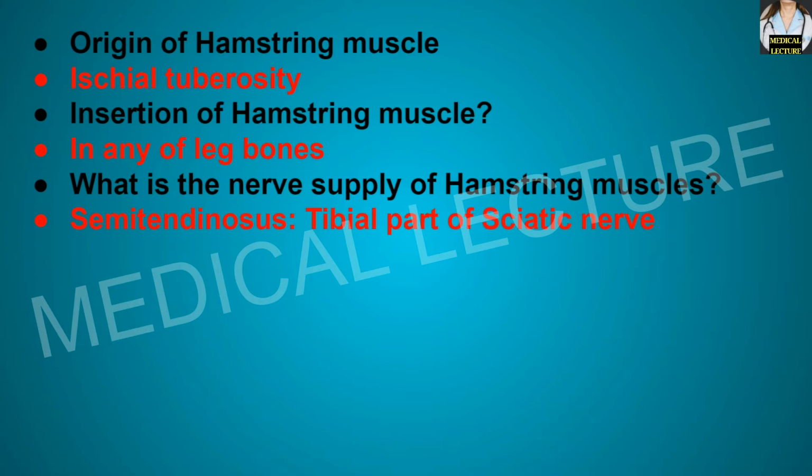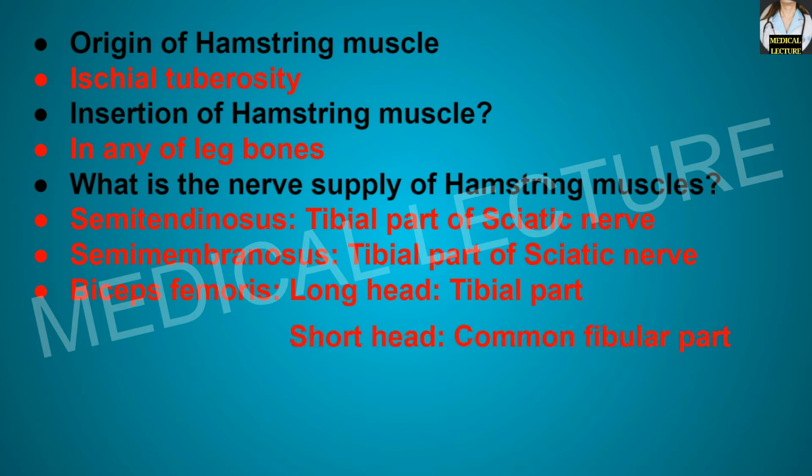So the semitendinosus muscle is supplied by the tibial part of the sciatic nerve. Semimembranosus is supplied by the tibial part of the sciatic nerve. Biceps femoris long head by the tibial part of the sciatic nerve, while the short head of the biceps femoris is supplied by the common fibular or the common peroneal part of the sciatic nerve, and the ischial part of the adductor magnus is supplied by the tibial part of sciatic nerve.